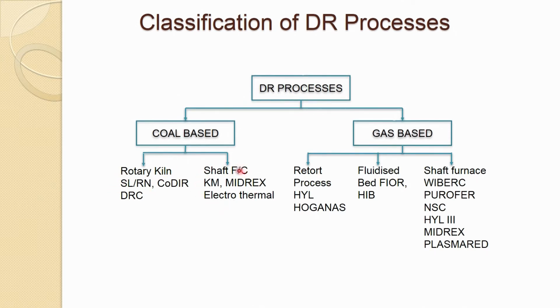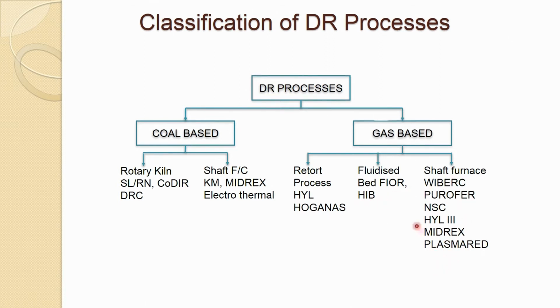Then there are other processes, Chem, Midrex, electrothermal. So rotary kiln is a subtype in coal based, where coal is used as a reducing agent, and in the gas based you have retort processes as well, Hogness, and then some fluidized bed ones, FIOR, HIB, then shaft furnace and fluidized bed in gas based. These are again different: this is a Nippon Steel one, HYL3, Midrex, plasma red and other processes.